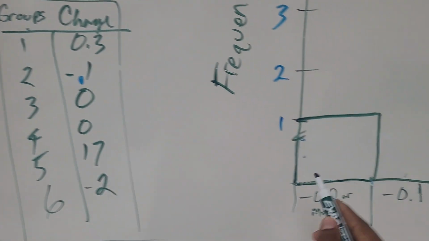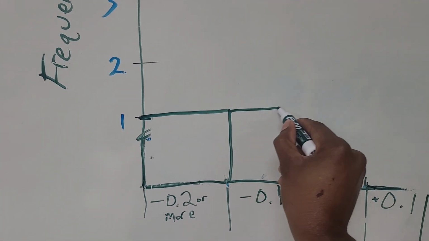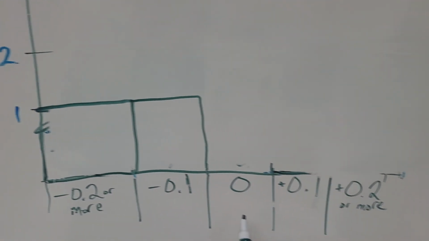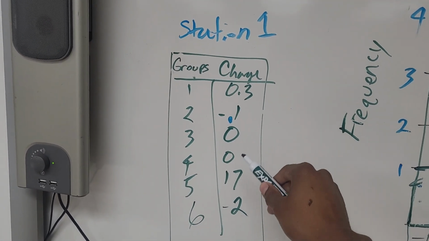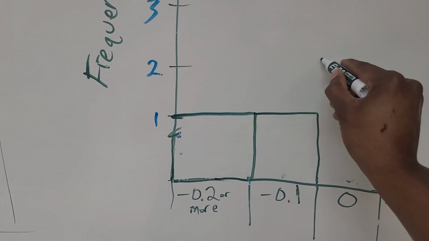Nobody else is negative 0.1. So again, we're going to show that we just have one for our bar here. How many groups had data of 0 for this station? Well, we had 2 groups with 0 for this station. So we're going to come up to 2.